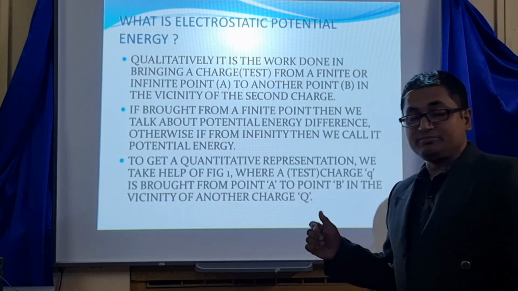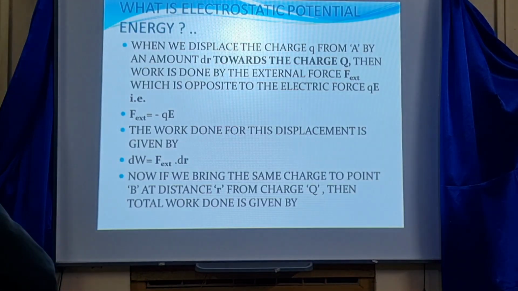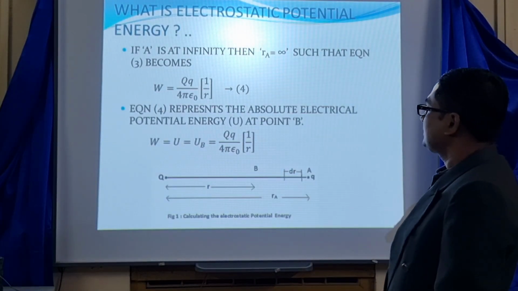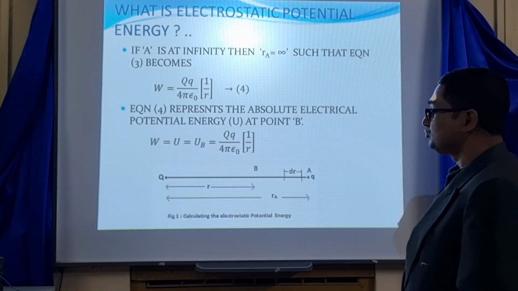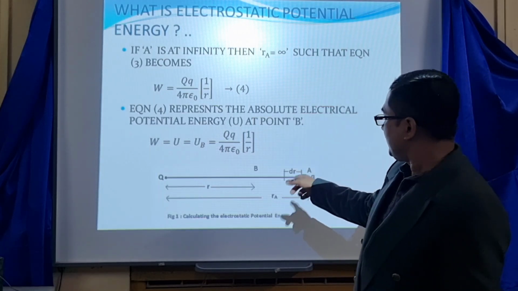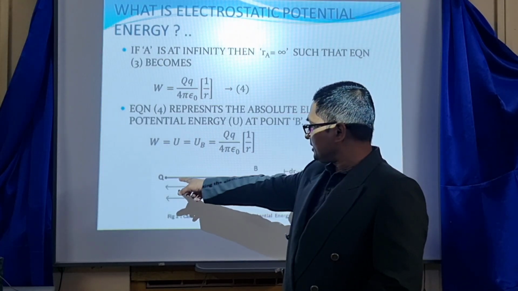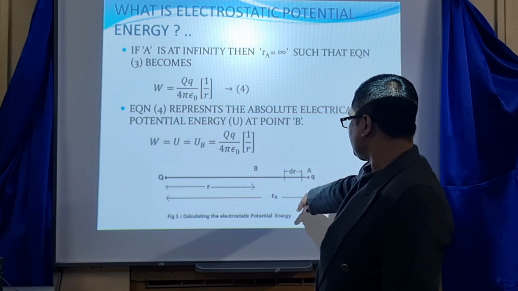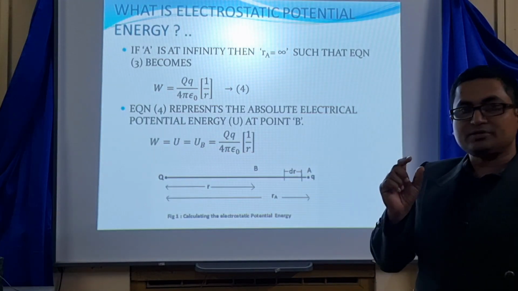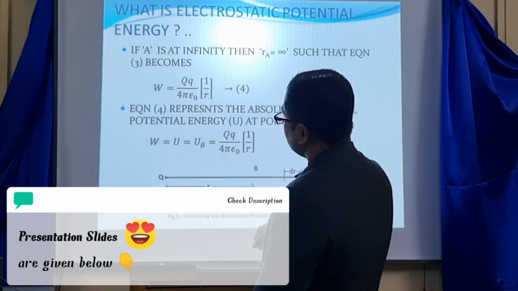To have a quantitative definition, we go back to figure number 1. We see that capital Q is one charge and small q is the other charge. Small q is at point A, maybe finite or maybe infinite, and we are bringing the charge from A to the final point B. From the second charge capital Q, point A is at a distance r_A and point B is at a distance r. The final destination B is in the vicinity of the charge capital Q.